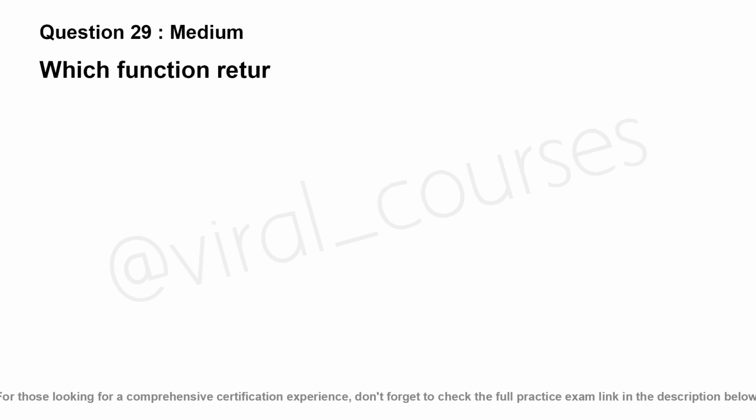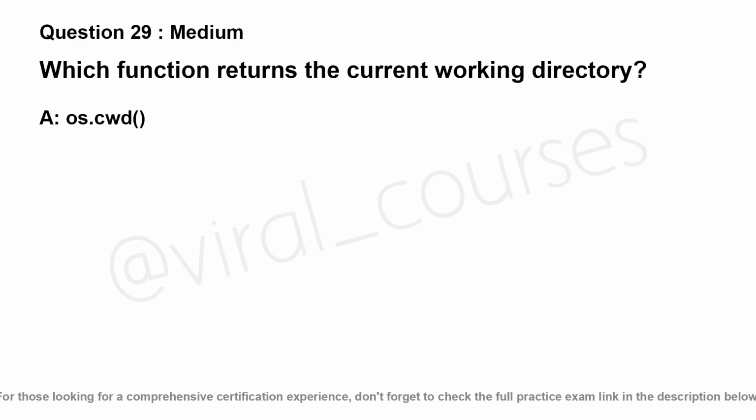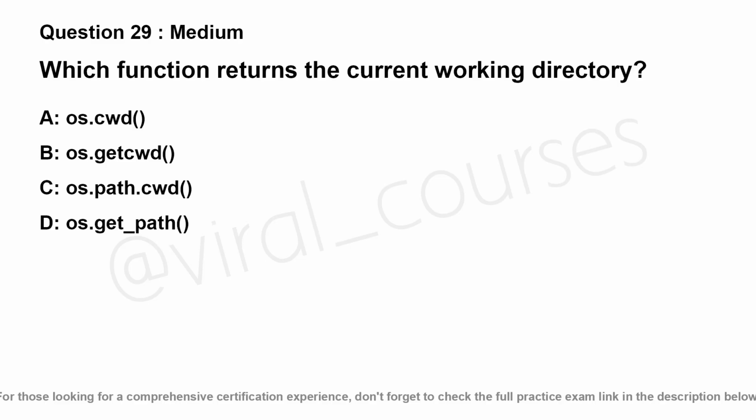Which function returns the current working directory? Option A, os.cwd. Option B, os.getcwd. Option C, os.path.cwd. Option D, os.get_path.